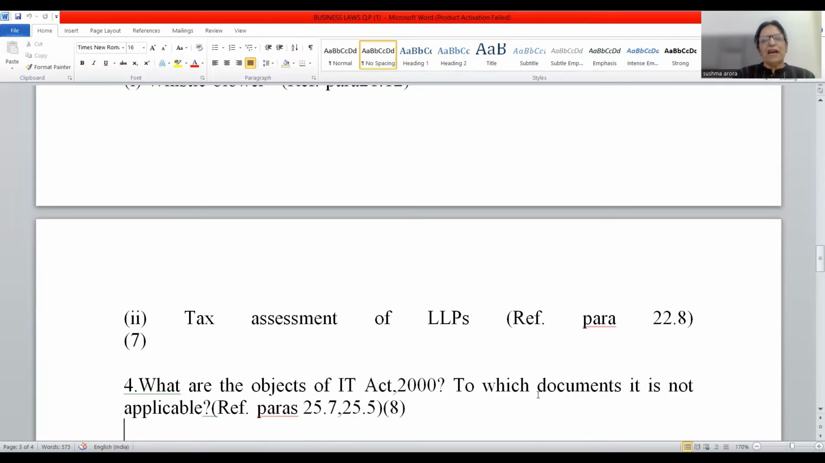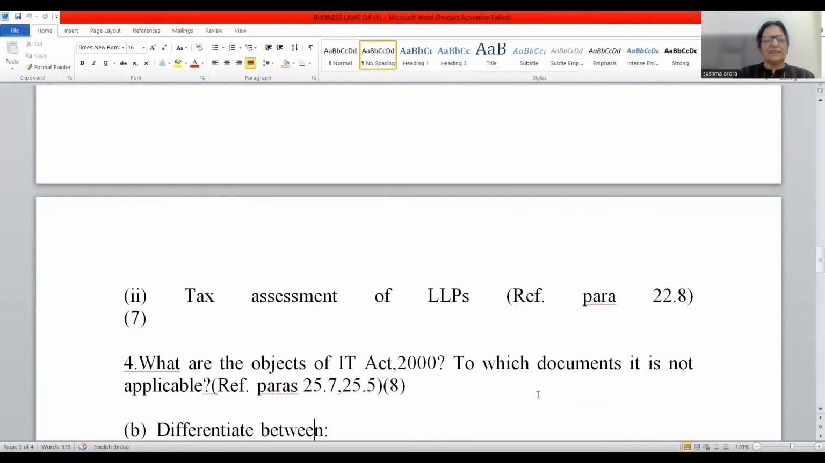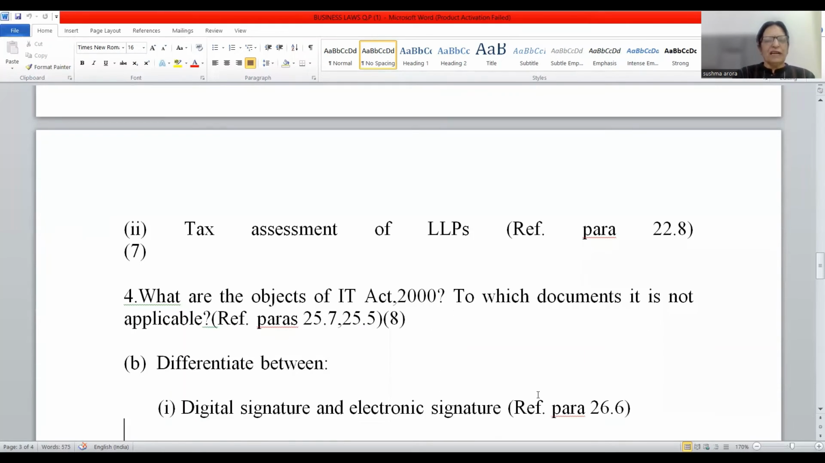When is LLP liable to pay tax? Which return is applicable to LLP? ITR 5 is applicable to LLP. So all 16 points you must write. You can also give an example regarding the rate of tax.